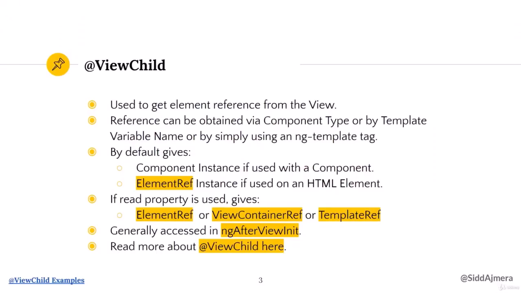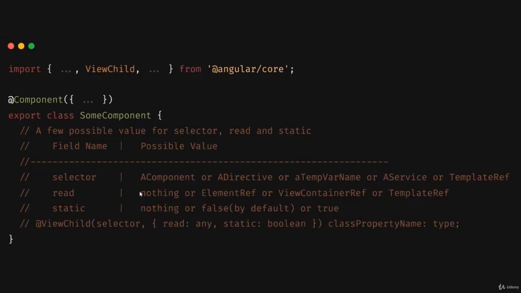Alright, so this was all that I had to share regarding viewChild. Again, you can use viewChild in order to get reference to elements that you have in the view. And you can have reference using the selector. The selector can be supplied a few different things like a component name, a directive name, a template variable name, a service, or a template reference. And we have seen this in action using a component name, a template variable name, and template reference.